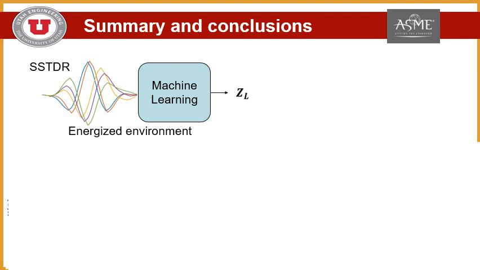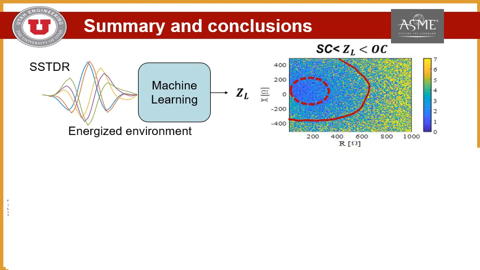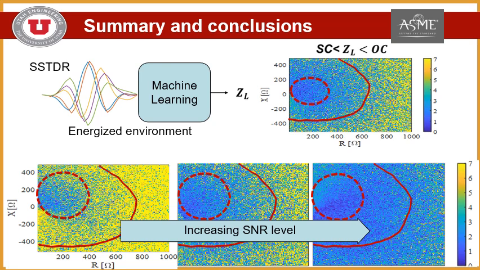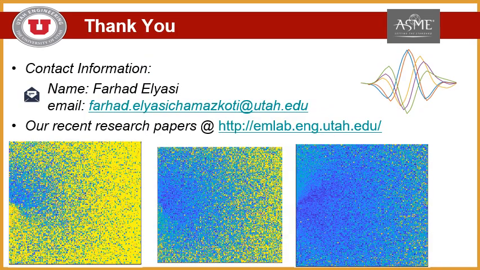As a conclusion of our recent work, we can mention some points here. SSTDR with machine learning can be used to measure general impedance. By finding the optimal values of our trained model coefficients, our accuracy would be in the acceptable range, and we can only measure impedance within the open circuit and short circuit range very well. The performance of our algorithm is really sensitive to the SNR level and shows better performance with increasing SNR value.